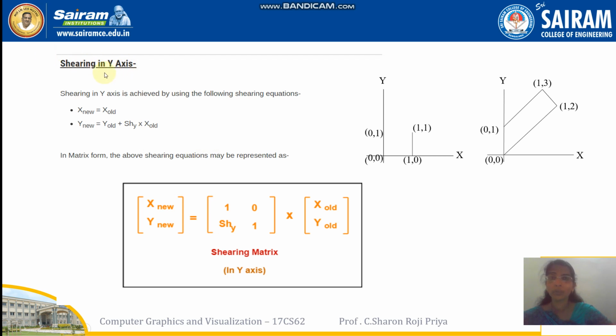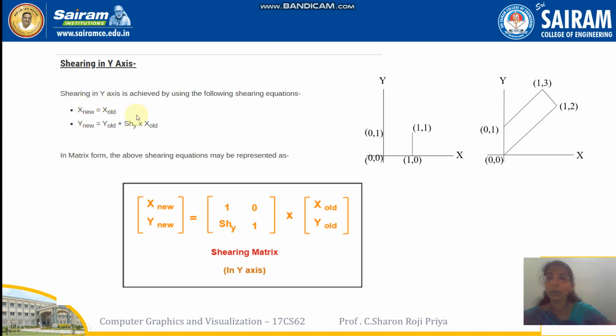In the previous video, we have learned shearing along x-axis. Right? If I perform shearing along x-axis, there will be a shift in horizontal direction. Here in shearing along y-axis, there will be a shift in vertical direction.